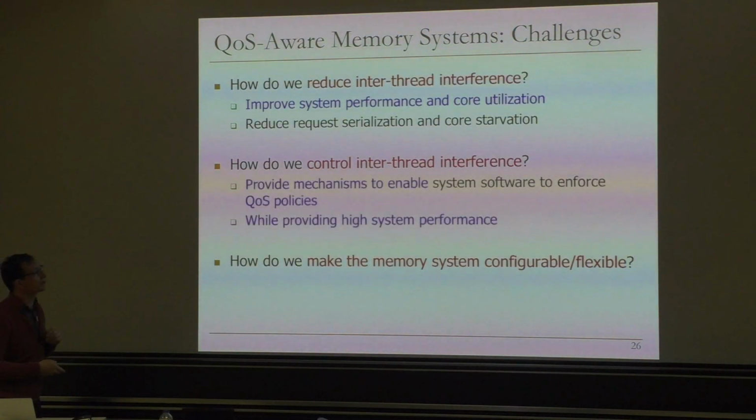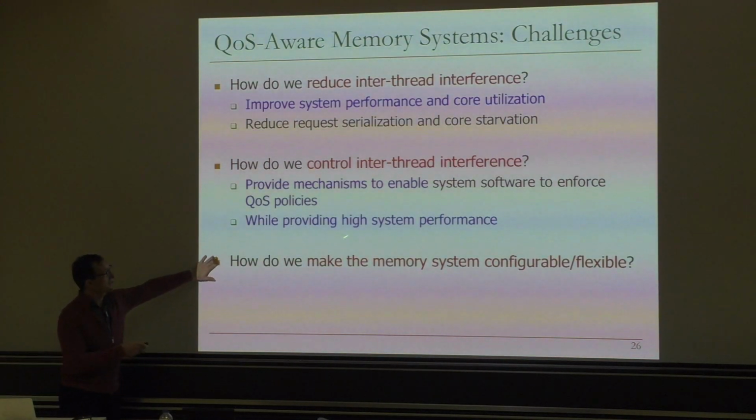Then you need to control it, basically. Then the question is, how do you control it? Right? You need to somehow provide mechanisms to enable both the system software and the hardware to enforce quality of service policies, while of course providing high system performance. You don't want to have the situation where you have 1,000 cores and you're running one application in it.